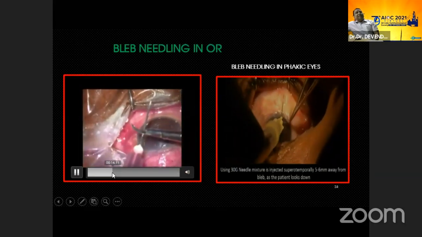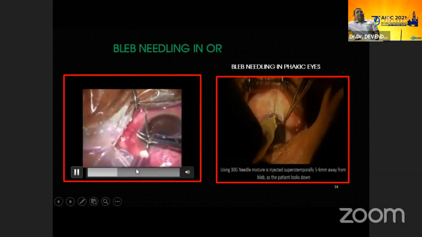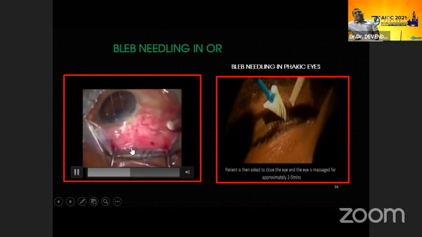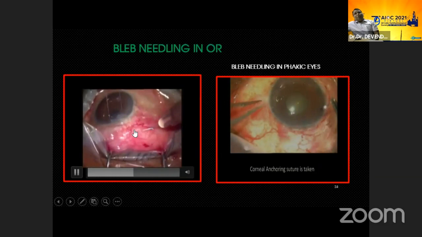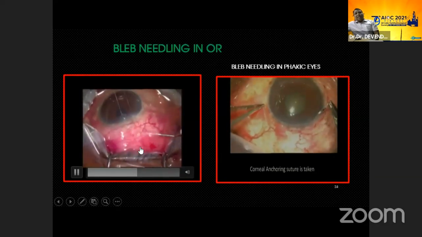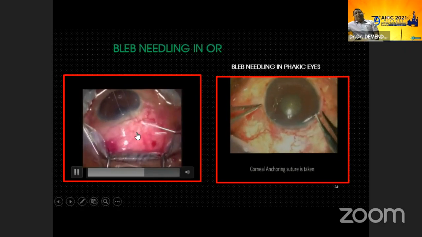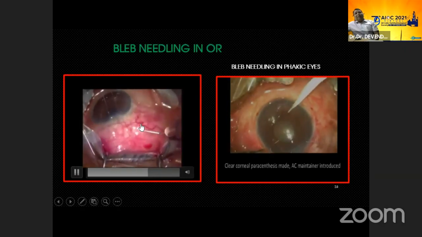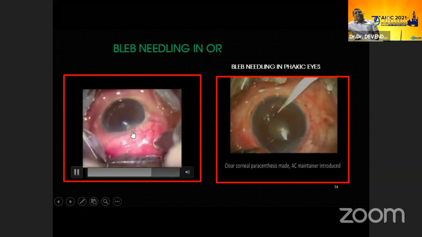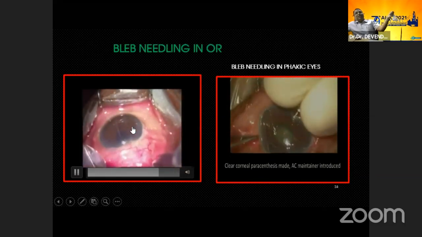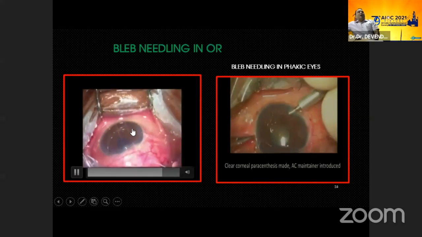After bending the needle, it is passed 5 to 6 mm away from the limbus, and the needle contour has to follow the globe. Slide the needle under the flap. Once we slide under the flap, we can go into the anterior chamber. Once we enter the anterior chamber, our globe becomes soft. You can appreciate this with your traction suture, and that is the end point of the bleb needling.